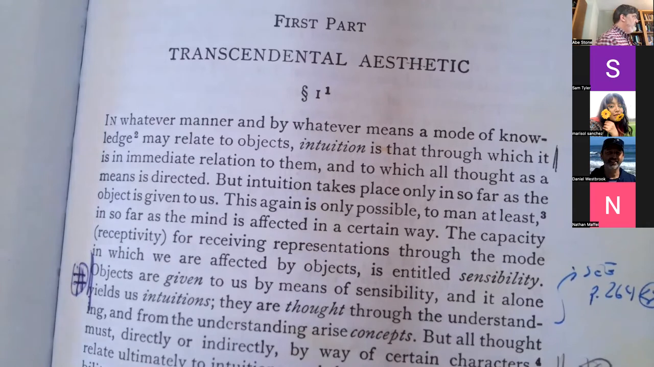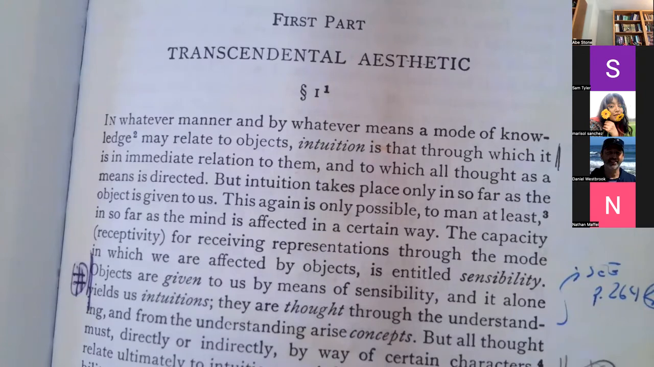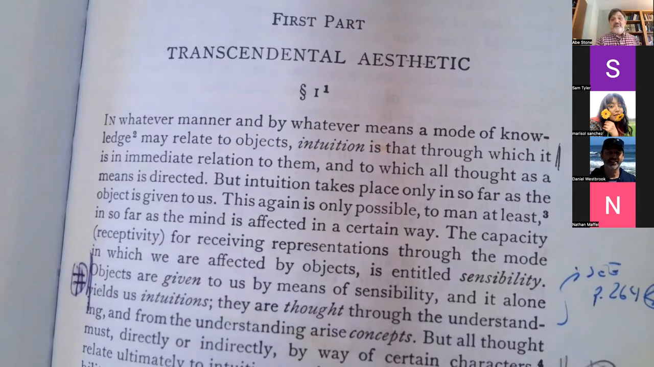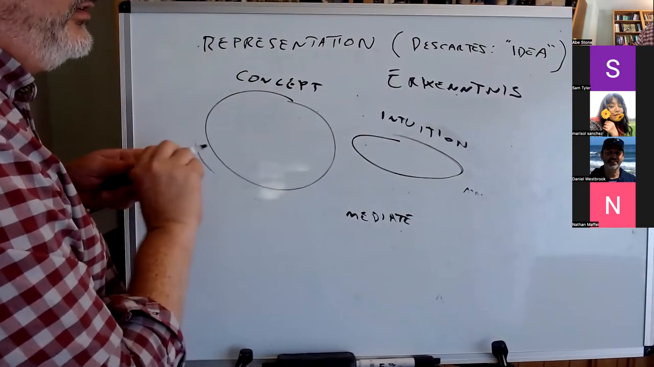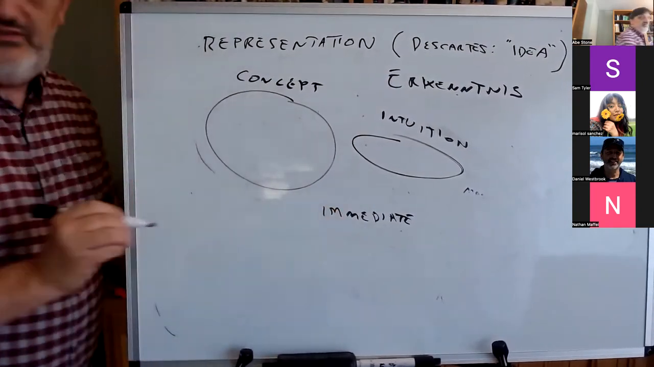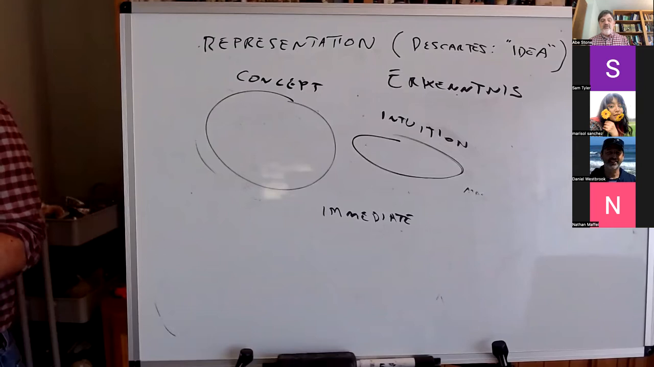So what does immediate mean? It's the opposite of mediate. Right? Immediate means not mediate, which means that there's nothing in between. There's no medium or means in between something and something else. That's what immediate means, generally speaking.